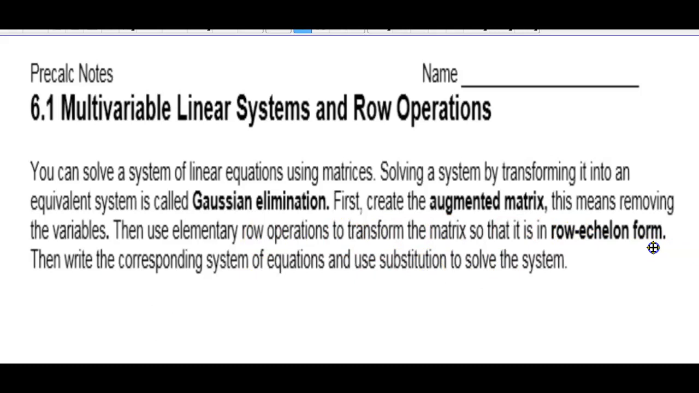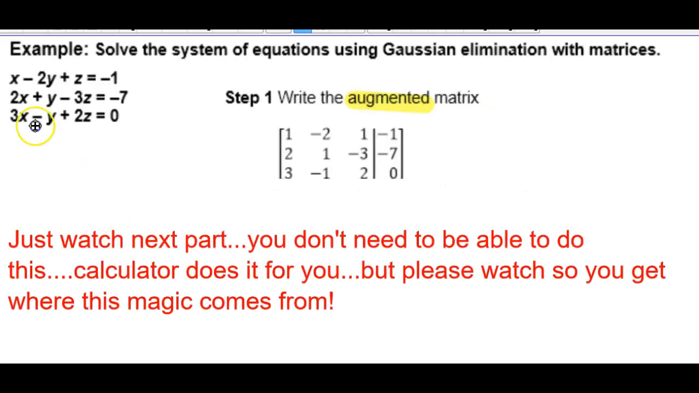Remember, I said the calculator is going to take care of this, but we're going to show you how it works, okay? So just keep watching. The augmented matrix for this one we just did, I took out the x, y, z, so we had 1, -2, 1, -1, 2, 1, -3, -7, 3, -1, 2, 0.